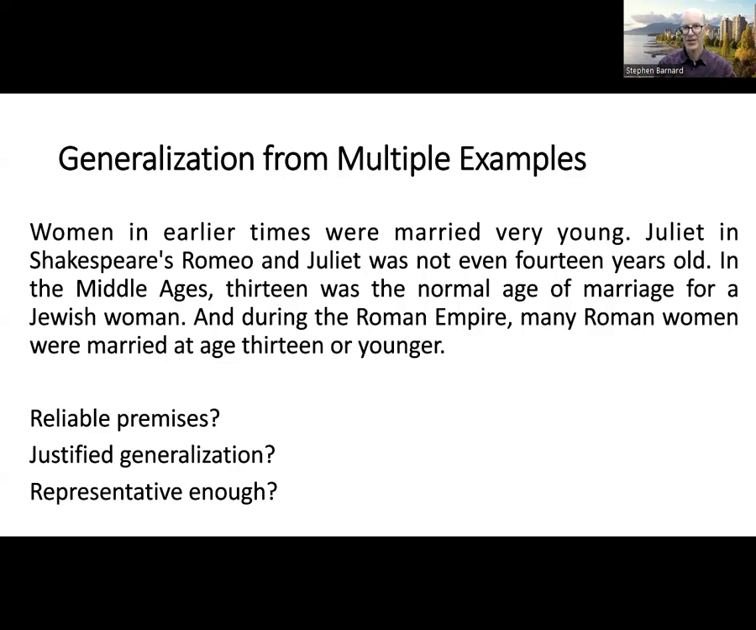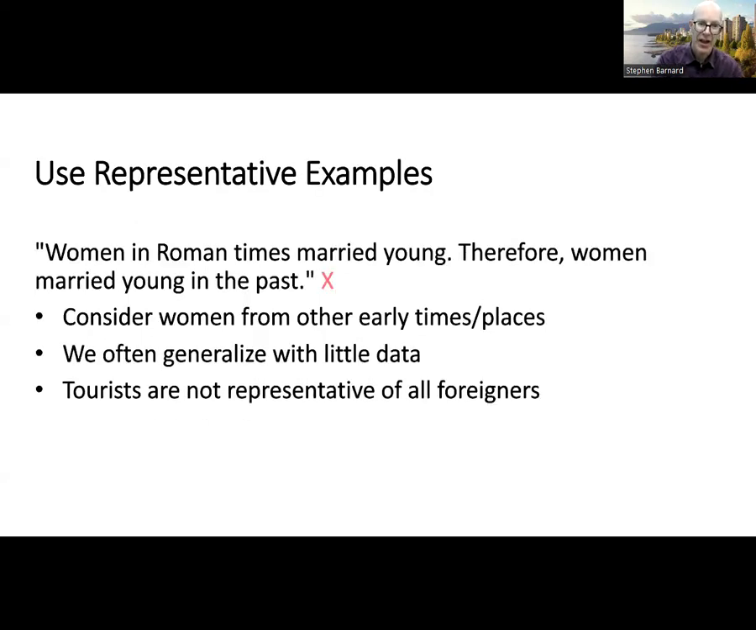That's simply because when you are dealing with a very large set of data, the generalization will have to be general. Okay. So yeah, women in Roman times married young, therefore women married very young in the past. That by itself wouldn't be enough, although it could be an illustration. Remember, you want to consider women from other times, other places.